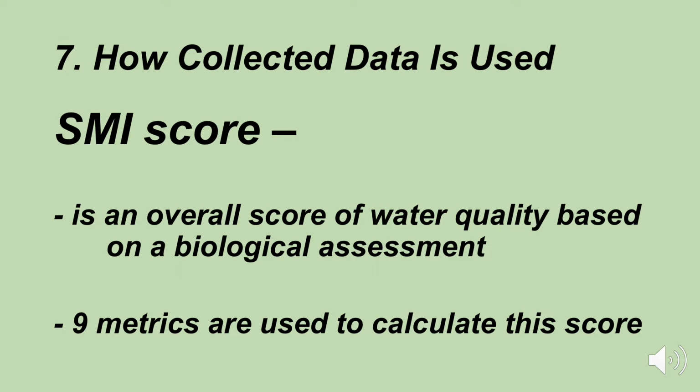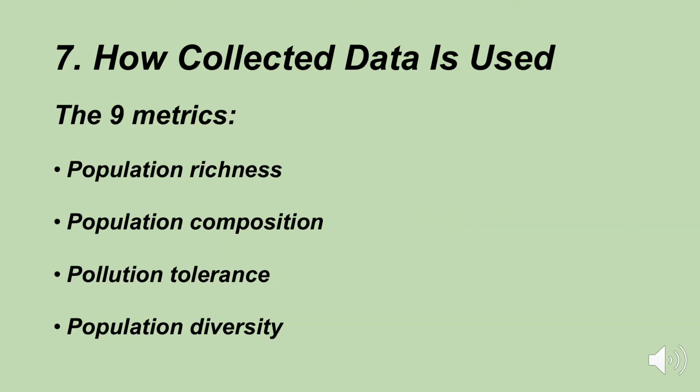Within the 9 metrics, we're interested in several things. We're interested in how rich the population is of the benthic macroinvertebrates. Do we have lots of benthic macroinvertebrates, or do we have few? We're interested in the population composition, the different taxa of macroinvertebrates that are present.